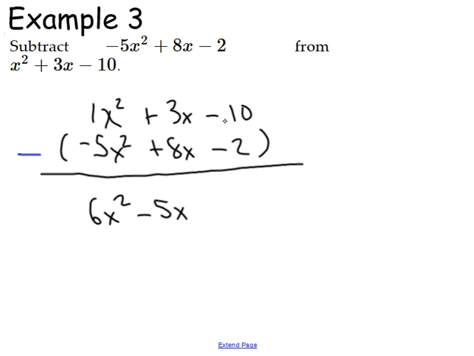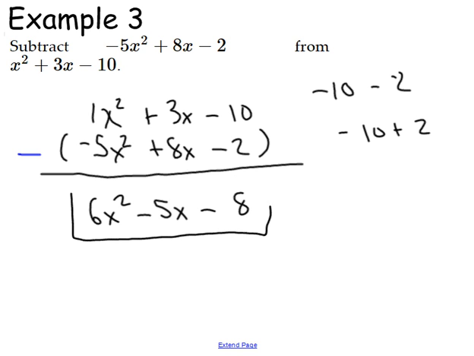Next, negative 10 minus negative 2. Negative 10 minus negative 2. Remember what I said. When you subtract the negative, it's like you're adding. It's like you're saying negative 10 plus 2. So negative 10 plus 2 is negative 8. So I write subtract 8. That's my final answer.